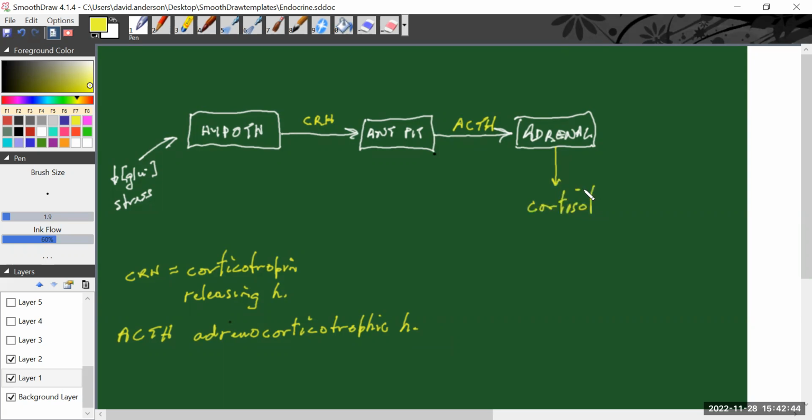But if ACTH is elevated, or particularly cortisol is elevated, because that's the responsibility, then we're going to have negative feedback. And what we get in negative feedback is the release of corticotropin inhibiting hormone or inhibiting factor. And that will slow down.